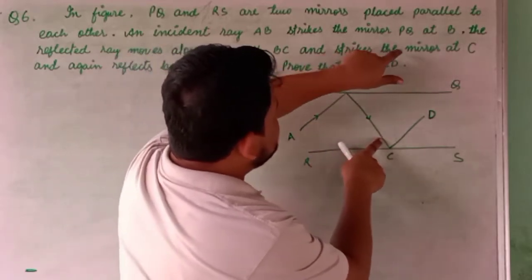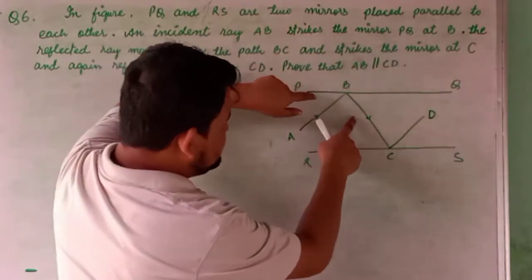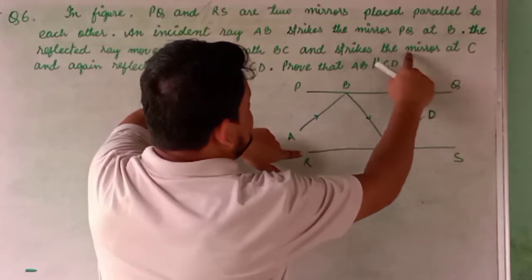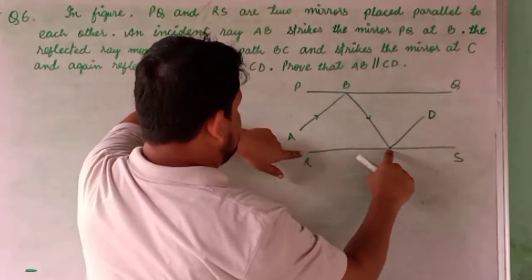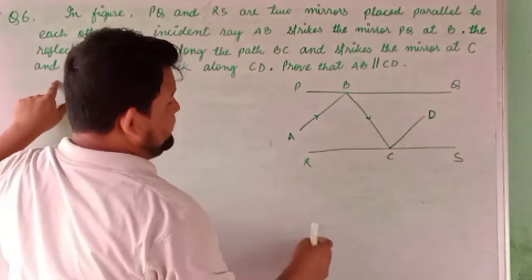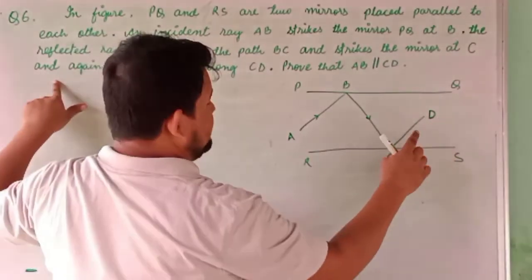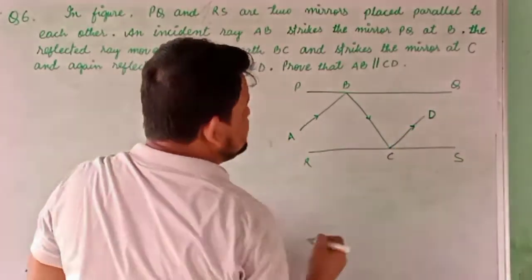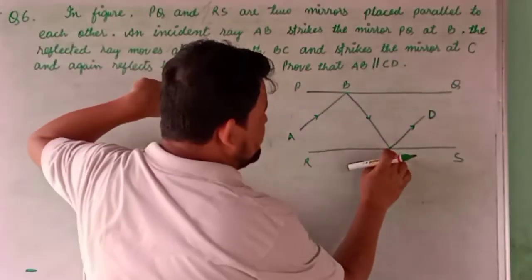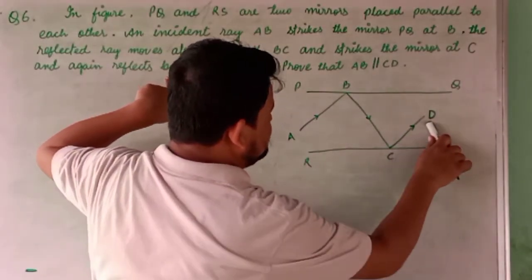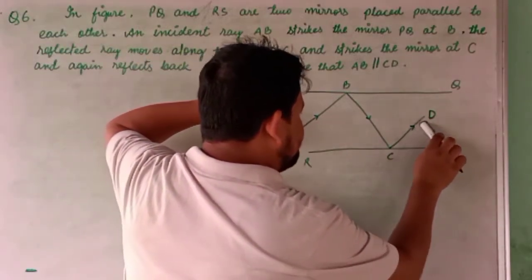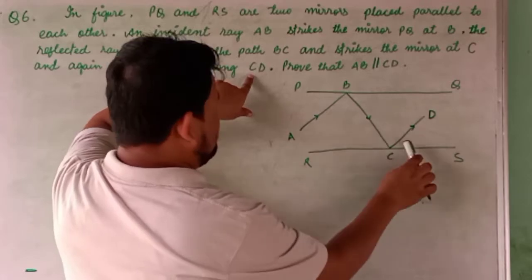It strikes the mirror RS at C. It is coming and touching the RS mirror here at point C, and again it is reflecting back. The question says that it reflects back along CD. That means along this CD line, the ray is reflecting back again.